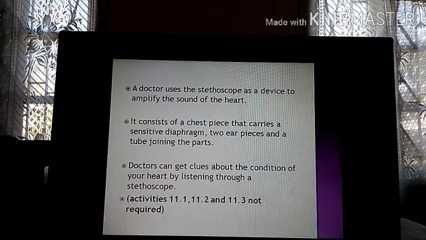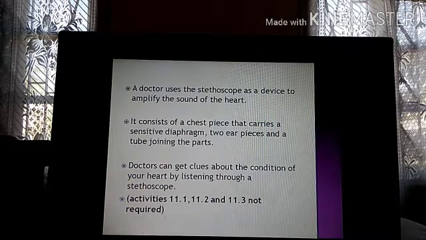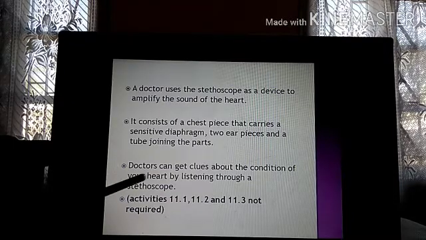So your heartbeat has to be between 72 to 80 in 1 minute. If it is increasing or decreasing, then the doctor will know that some kind of problem is there. If your heart is beating normally, you should not have any kind of issues. Now activities 11.1, 2 and 3 are not needed, so no need to study for the exam. You can just go through the activities if you want.